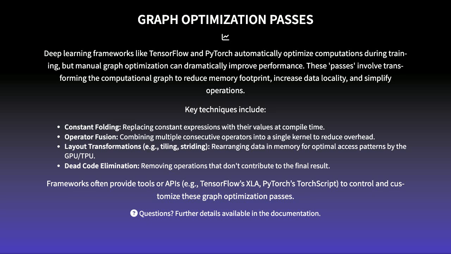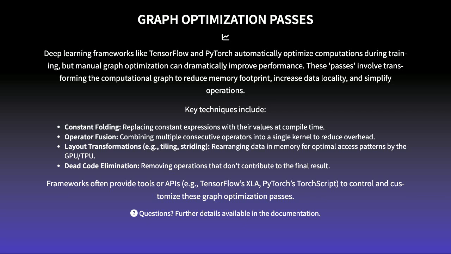We're talking about techniques like constant folding, which basically replaces things like 2 plus 2 with just 4. Then there's operator fusion, combining multiple steps into one big step that the hardware understands better. Layout transformations are all about how data is arranged in memory to make it easier for the GPU or TPU to access it. And finally, dead code elimination just gets rid of anything that isn't actually used. Frameworks give you tools like XLA and TorchScript to help you manage these passes.